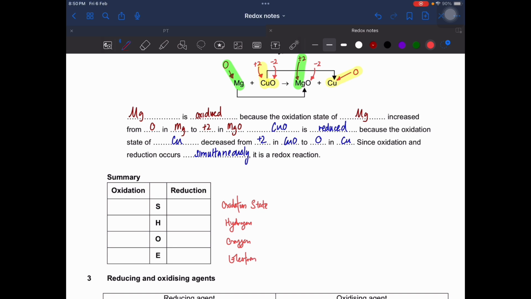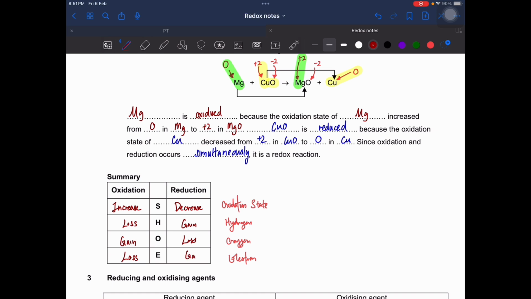So quick recap, for oxidation, there's an increase in oxidation state. For reduction, there's a decrease in oxidation state. For oxidation, there's a loss of hydrogen, a gain of oxygen, or a loss of electron. It really depends on what the question wants or what method you want to use. But for reduction, it's the direct opposite, right? Gain, loss, gain.